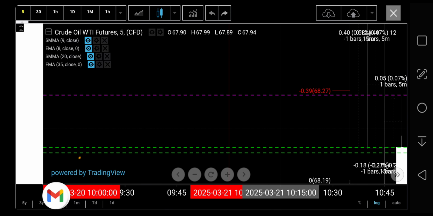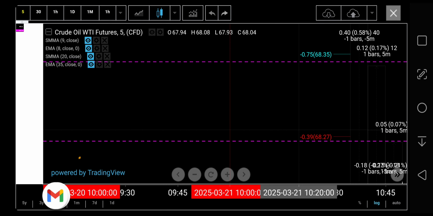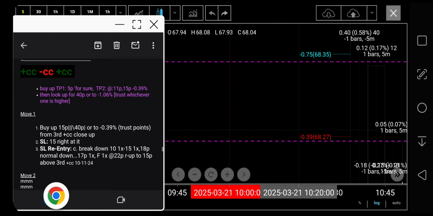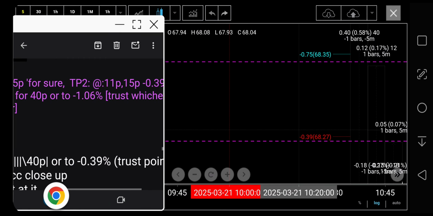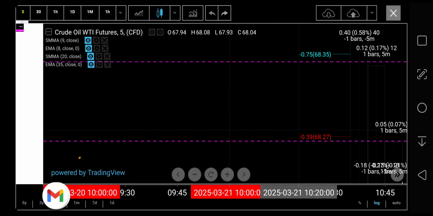The green lines are my entries. The pink lines are the TPs. The next TP says 12. Why do I have a pink line right there and 12 points measured up? Well, let's go back to the rules. I'm going to keep doing this. The rule said TP at 11 points or negative 39% Fibonacci. Don't you see negative 39% right there lining up with the 5 points? So I knew for sure I could take that and get 5 points.